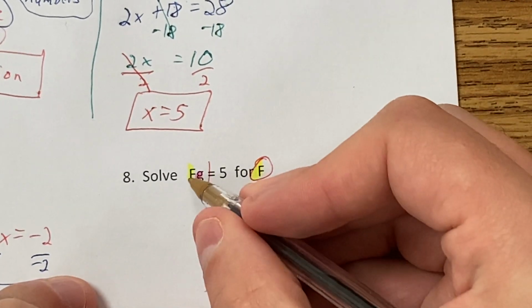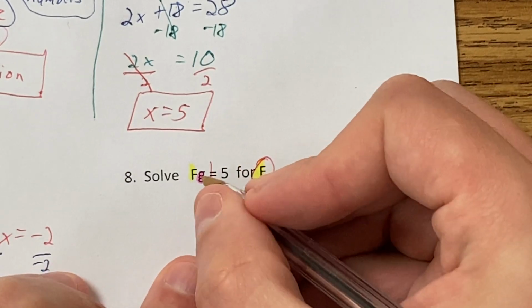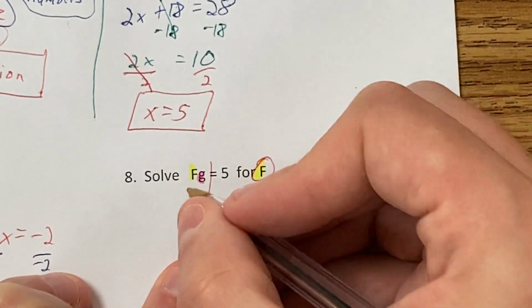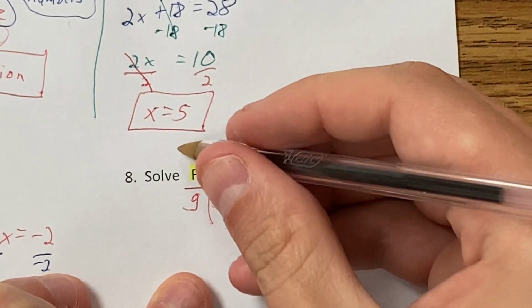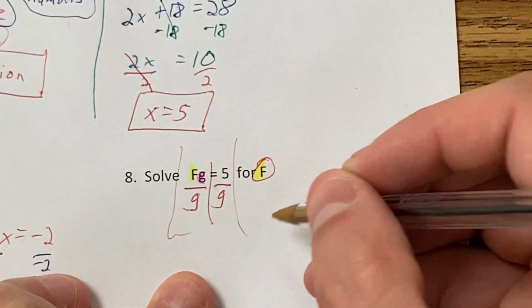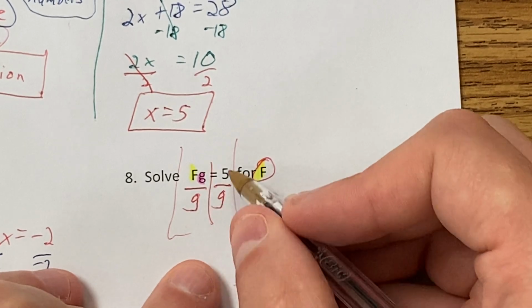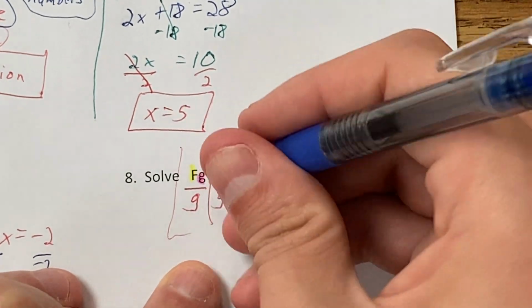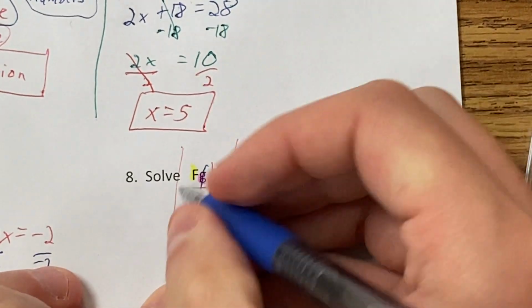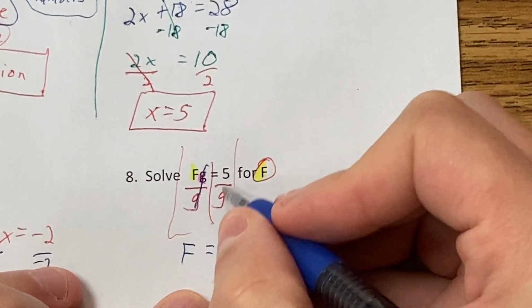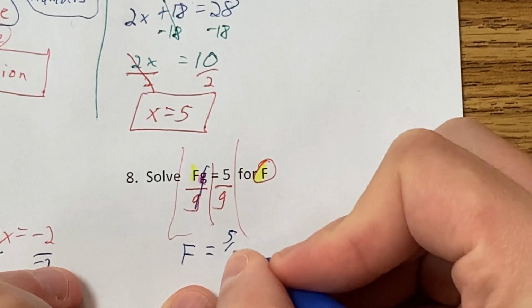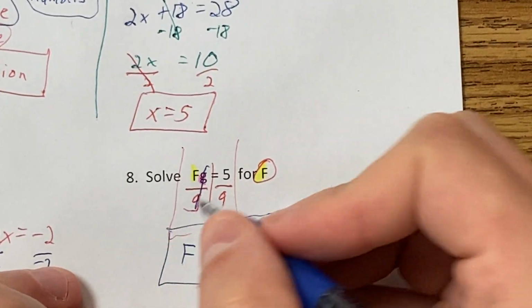So since I want just f, I want to get rid of the g. Since these are being multiplied, I need to divide by g. So I'll divide both sides by g. If you divide both sides by g, then the g's will cancel. And now you only have f on the left, and this just says 5 over g. So the answer is just going to be 5 over g. Nothing more complicated than that.